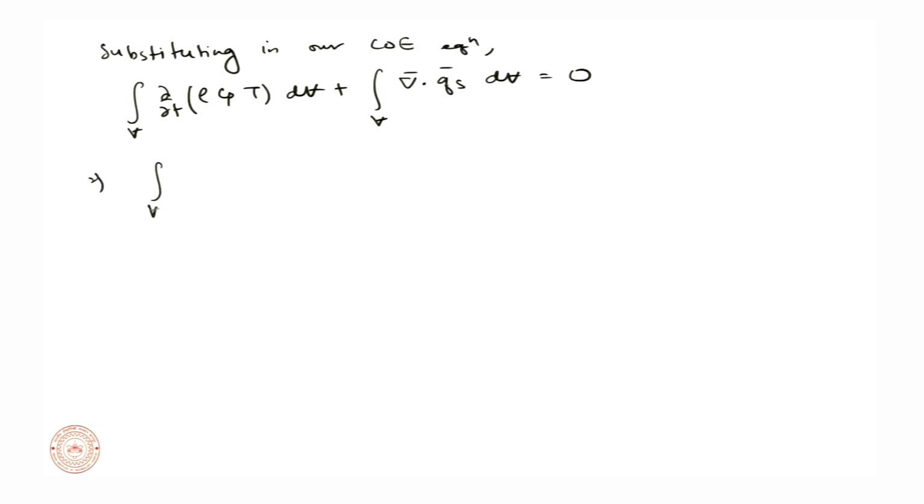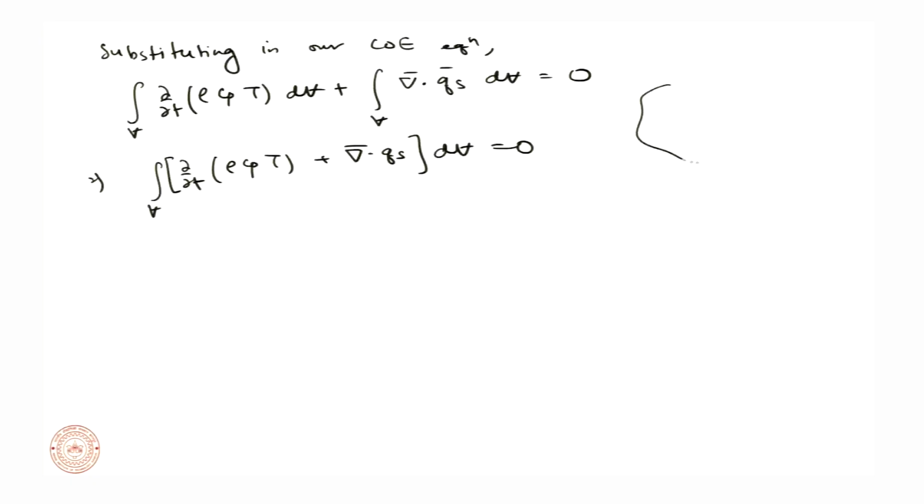Conservation of energy equation. We get the integral over volume of del by del t of rho Cp temperature dV, plus the integral over volume of the divergence of the surface flux dV. We can then club these two volume integrals together. Now, both are volume integrals, so the integral of rho Cp T dV equals 0. Now, if you remember, I started with an assumption that the volume is an arbitrary volume.